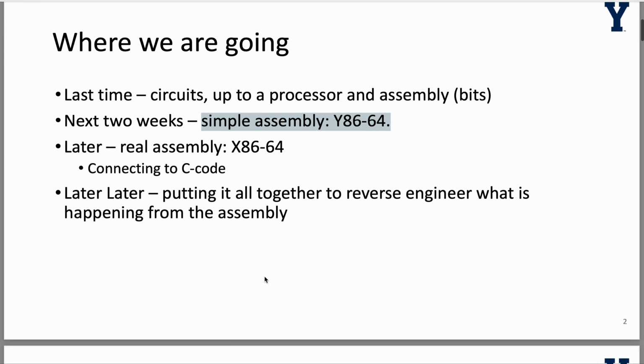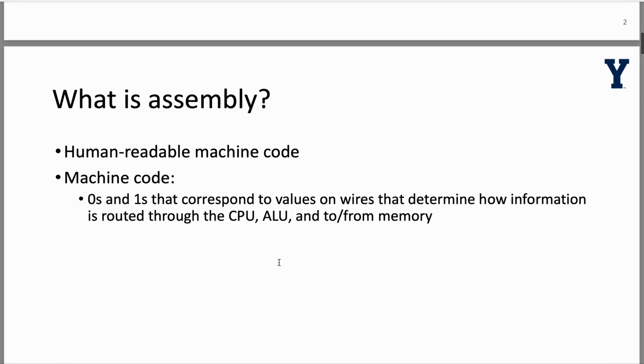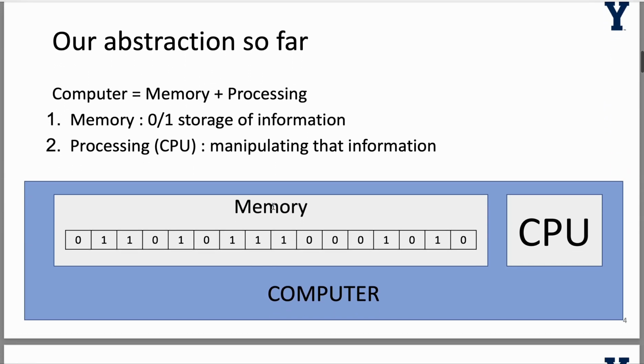So let's go ahead and talk about this, but we're going to have you right now use this assembly language called Y86-64. And again, assembly is human readable machine code. So first we will compile your C code into assembly code, and then you're going to assemble that assembly code into machine code, which are just the zeros and ones that the computer can execute.